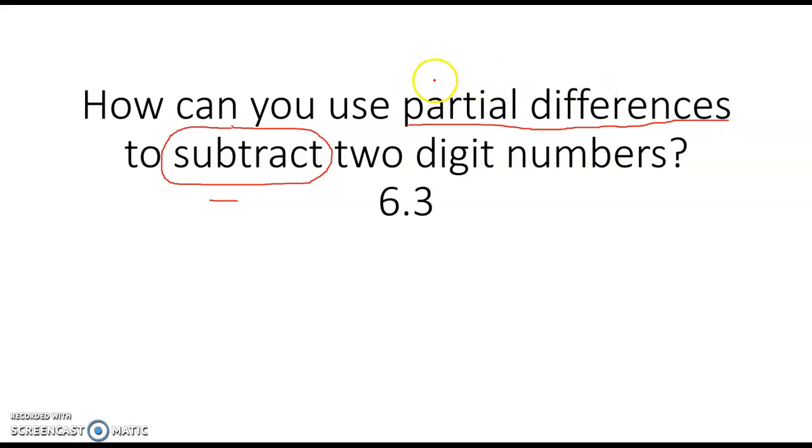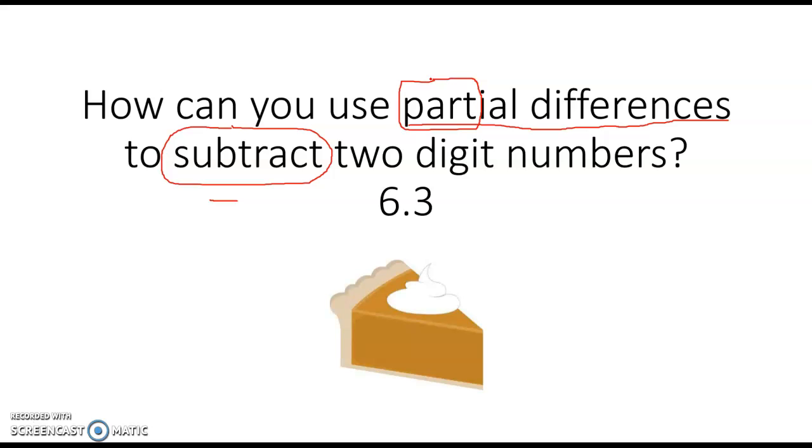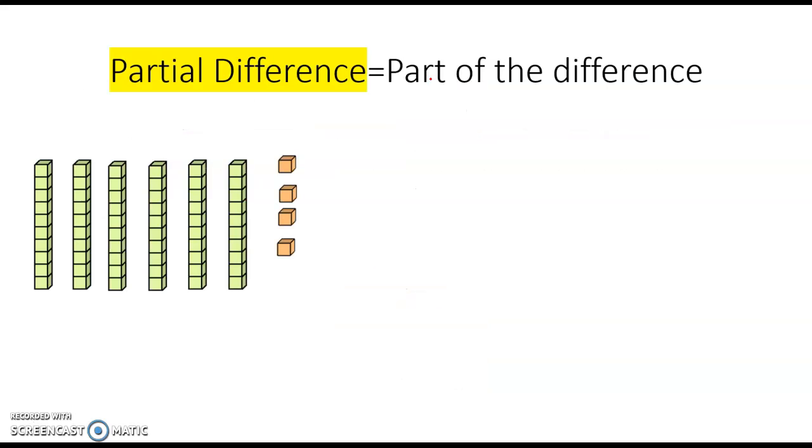In the word partial, I see part. Partial means part of, so you're going to be finding parts of the difference. I like to think of it like pie. This is part of a pie. So partial difference is part of the difference. We're going to be finding 64 minus 36.